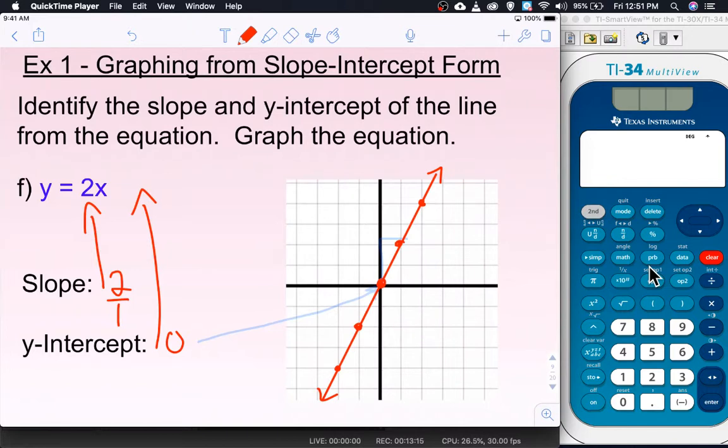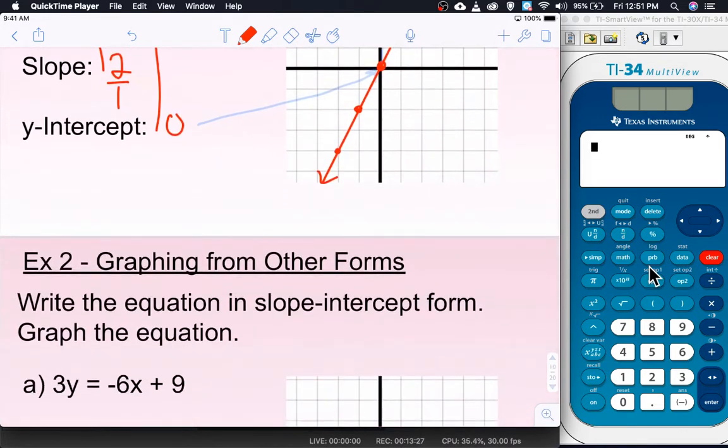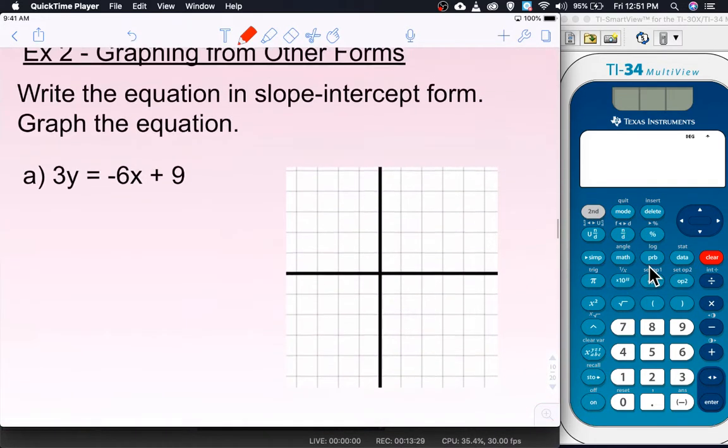And there we are. Your line should look exactly like my line. Your dots should go through the exact same points as my dots. There's no wiggle room here. All right, so that was all. What happens if I give you an equation in slope-intercept form?